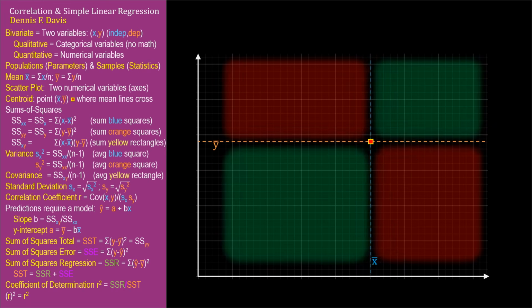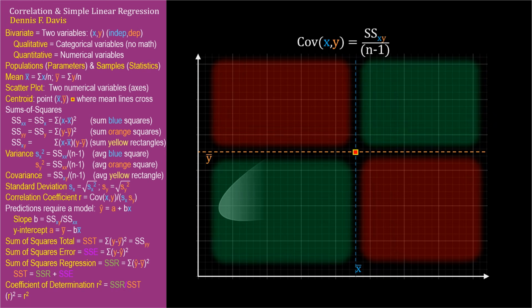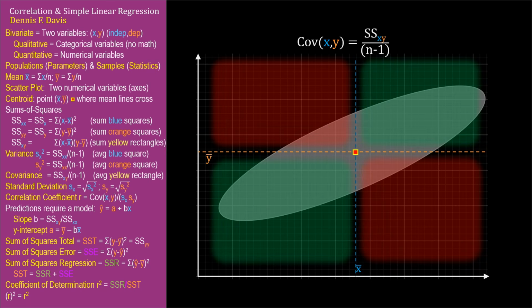So when two variables have a positive correlation, most of the points will be in the two green quadrants since the data points have an upward trend, and the many positive rectangles in the green regions will outweigh the relatively fewer negative rectangles in the red regions. And the total sum of squares xy will be positive. And dividing by n-1 to get the covariance doesn't change the sign, so the covariance will also be positive.